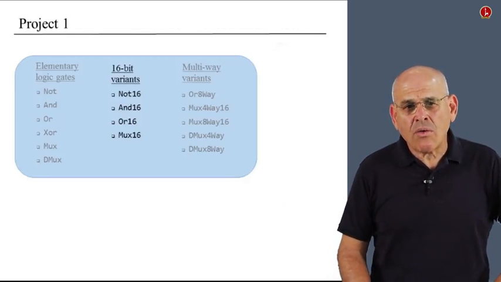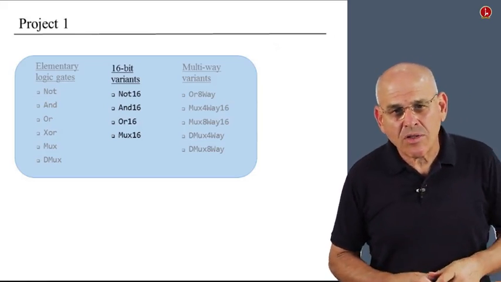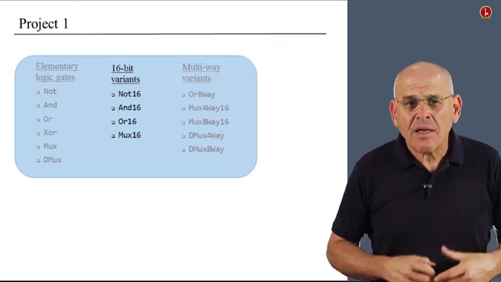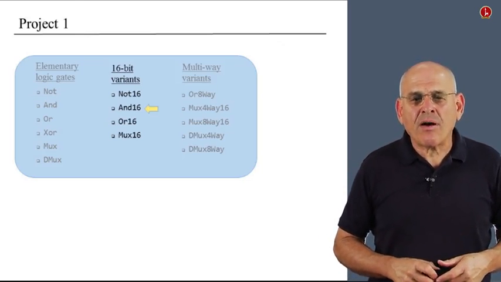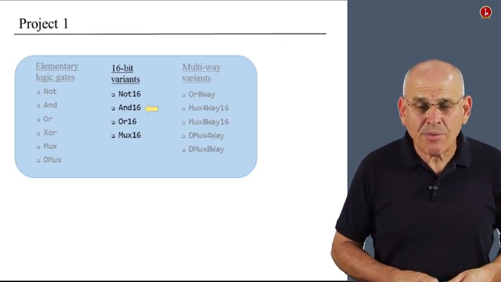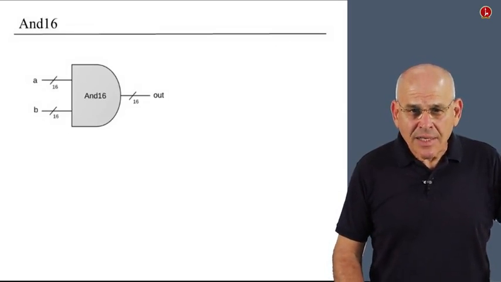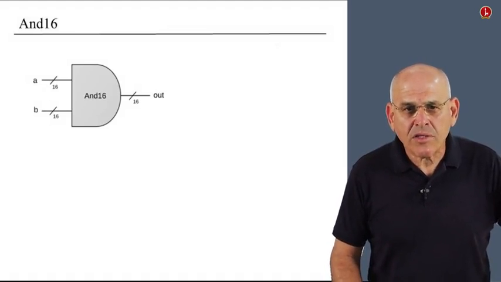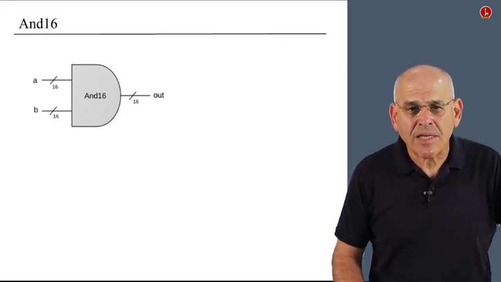All right, so we talked about MUX and DMUX, which were by far the most complicated chips among the elementary logic gates that you have to build. Let's go on and talk about one example out of the 4 16-bit chips that you have to build. So we'll talk about And16. And16 looks as follows. We have 2 inputs coming in. Both of them are 16-bit buses, and we have a single 16-bit bus coming out.